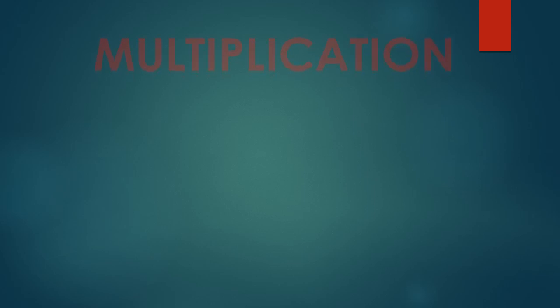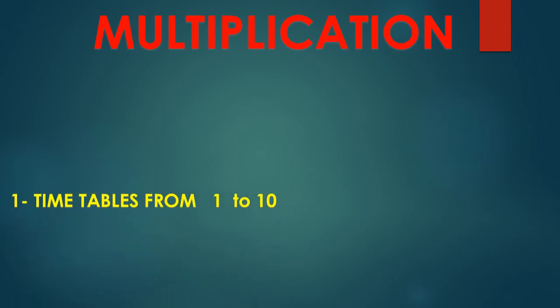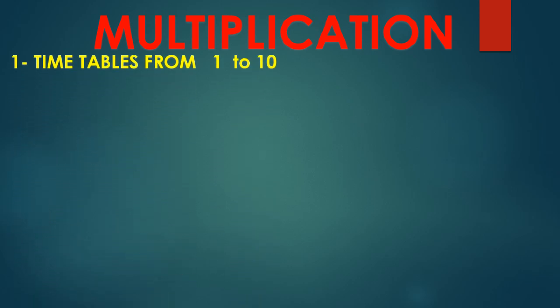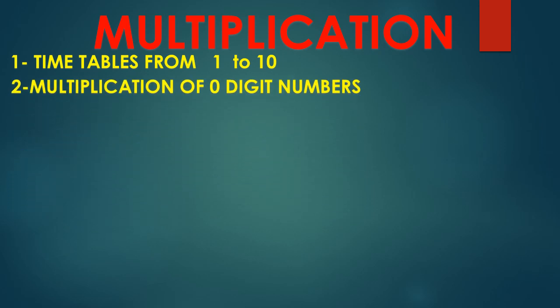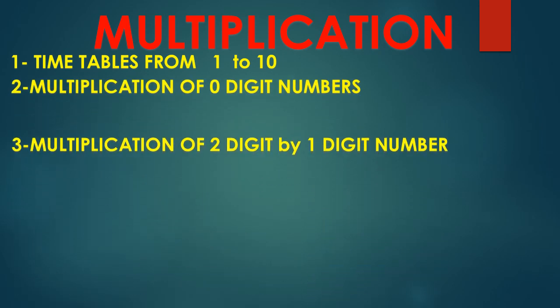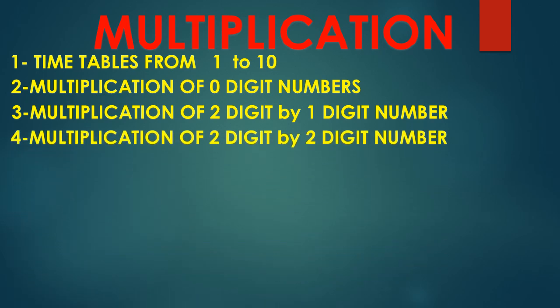The third video is about multiplication. First, the timetables from 1 to 10. Second, multiplication of zero-digit numbers. Third, multiplication of a two-digit by a one-digit number. Fourth, multiplication of a two-digit number by a two-digit number.